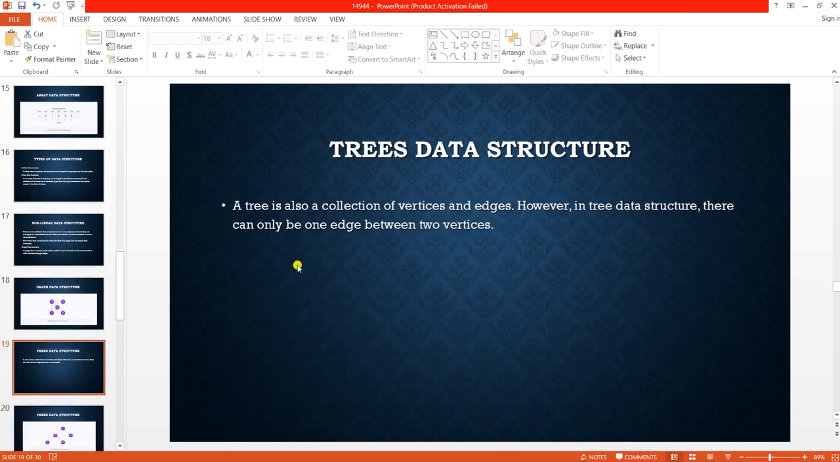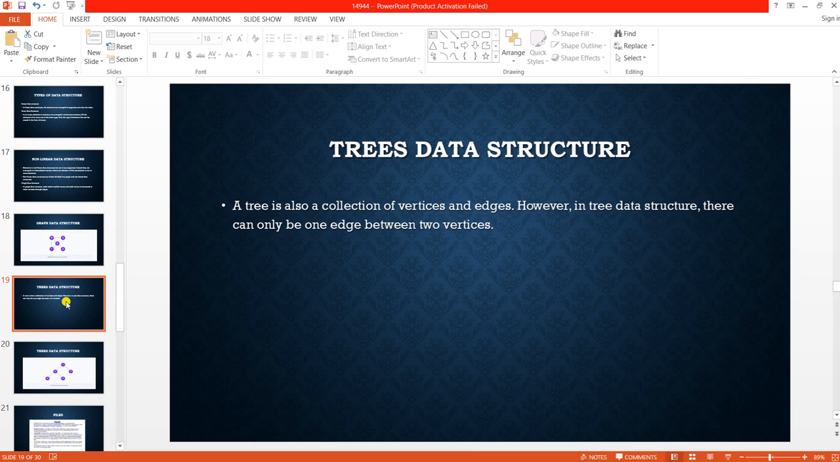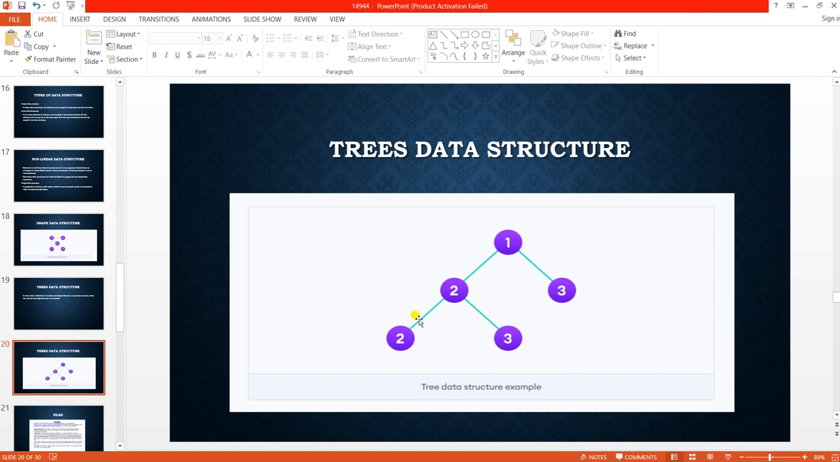So also we've got your tree data structure. These are just a collection of vertices and edges. However, in a tree data structure, there can only be one edge between two vertices. So this is the parent. The parent consists of your subdivisions, with one edge between two vertices. So that's how a tree data structure looks like.